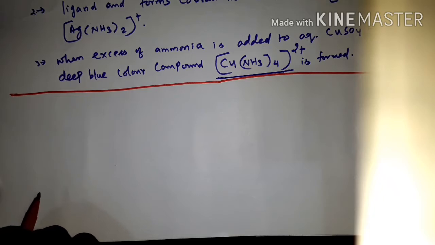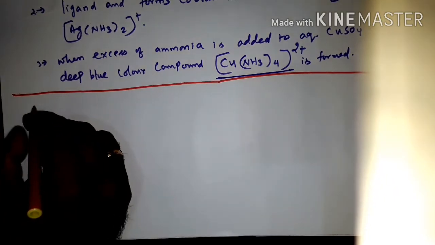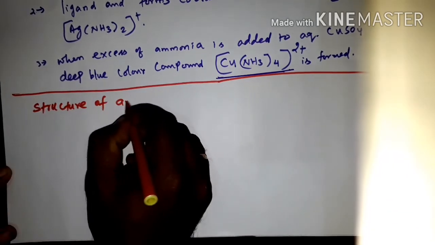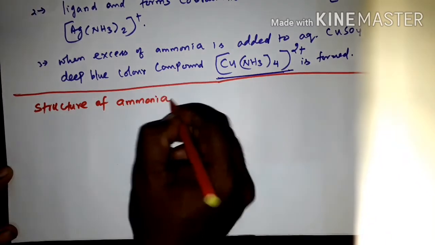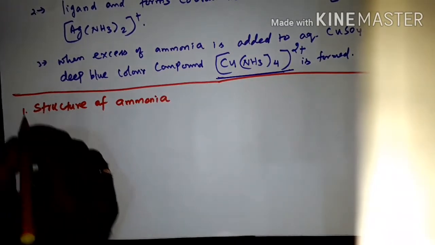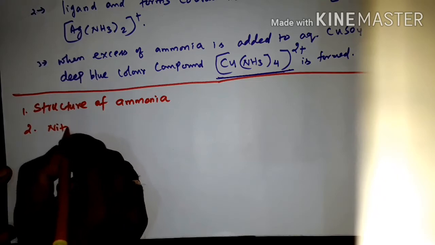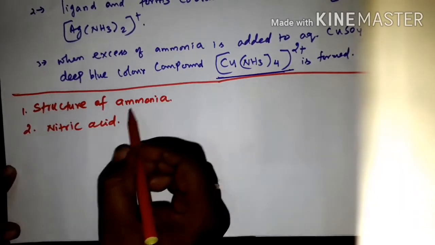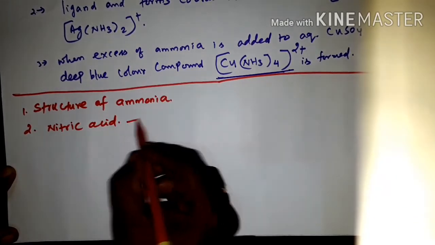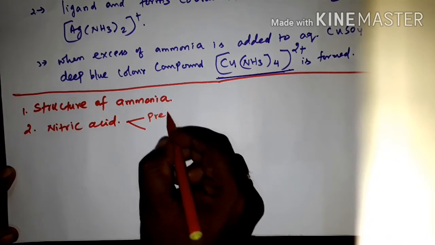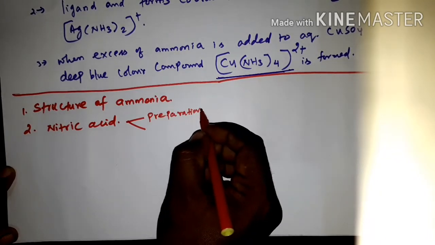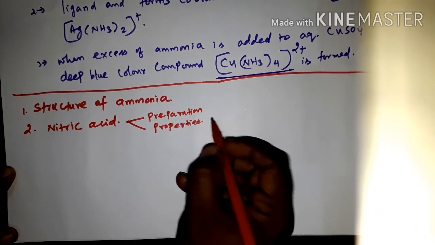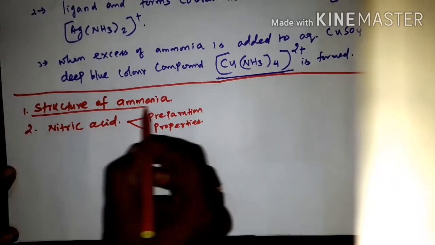So this video is about structure of ammonia and nitric acid. First of all, we will see the structure of ammonia. Then we will see the preparation of nitric acid. Then chemical properties of nitric acid. Okay, first one is structure of ammonia.